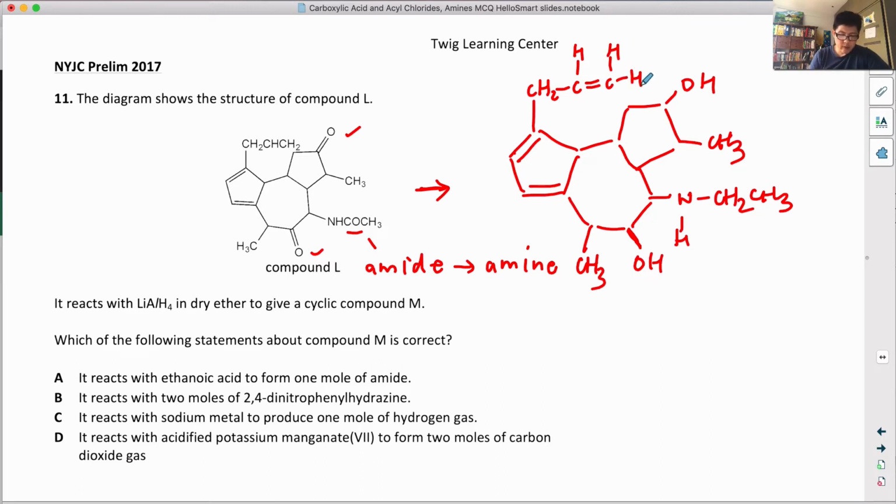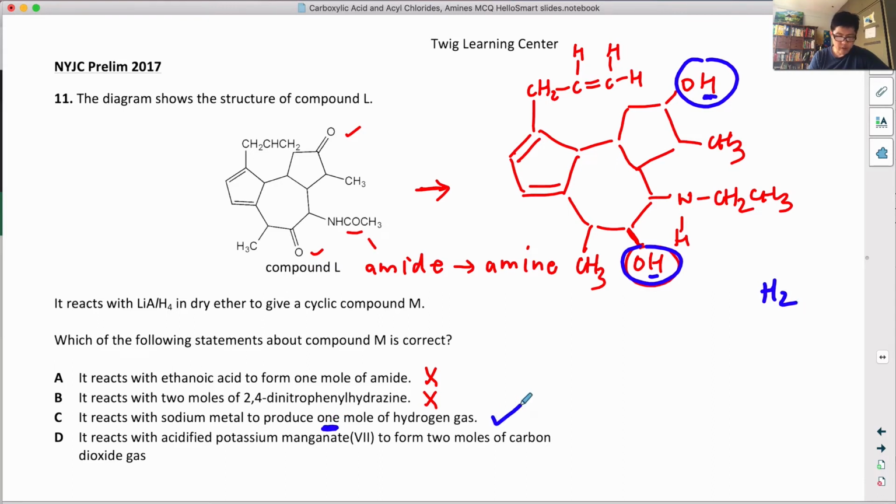Alright, so it reacts with ethanoic acid to form one more amide? No, an amide is only formed from acyl chloride and amine. It reacts with 2 moles of 2,4-DNPH? I don't see any carbonyl, so yep, it's wrong. It reacts with sodium metal to produce 1 mole of hydrogen. So where would it react? It will react with the OH from here and the OH from here. When it reacts with these 2 OH, the H comes out and forms H2. So it forms 1 mole of hydrogen, correct?